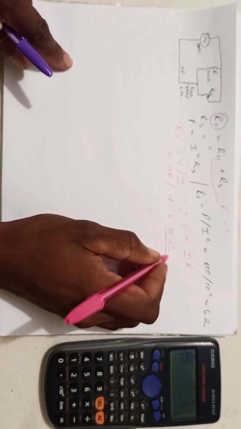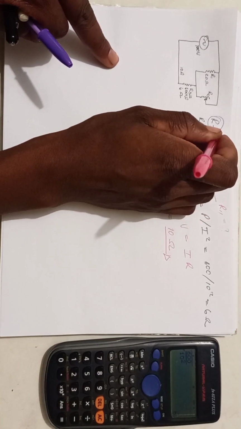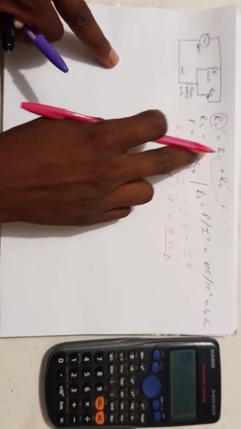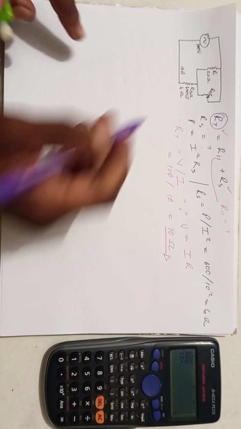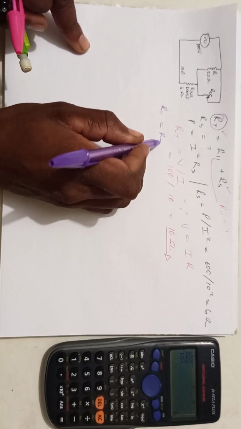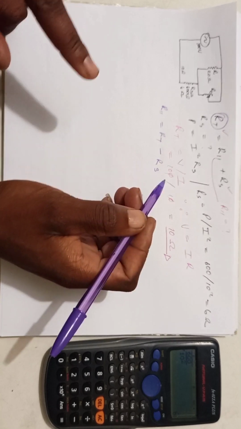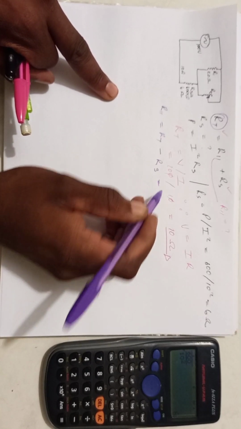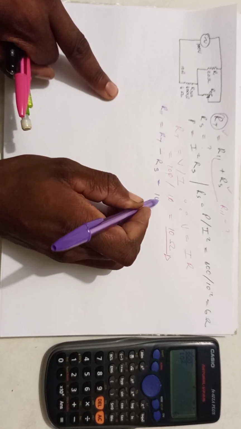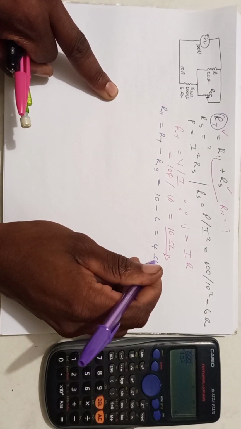So another value is being known here. So we know RT and we know Rs. So we can get R parallel. How do we get R parallel? We can get R parallel by saying RT minus Rs. That's how we can get R parallel. RT is 10 minus 6. So R parallel is equal to 4 ohms.